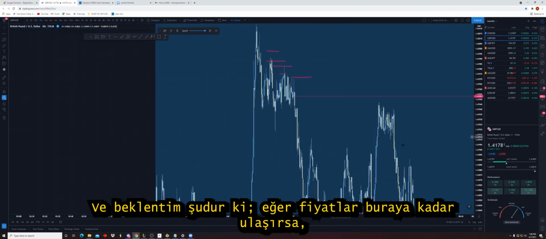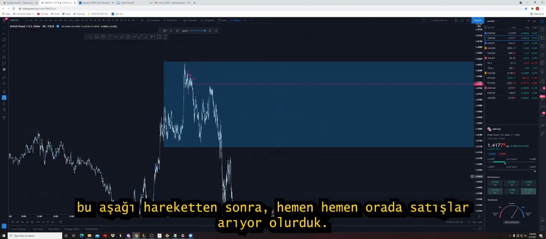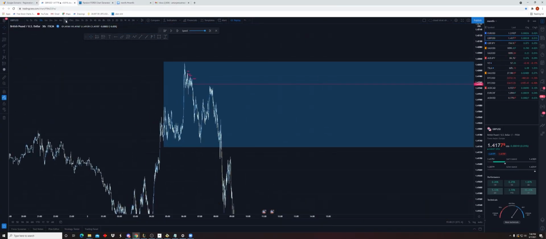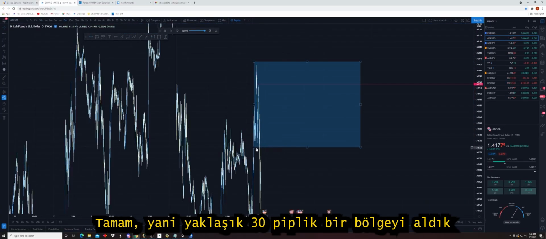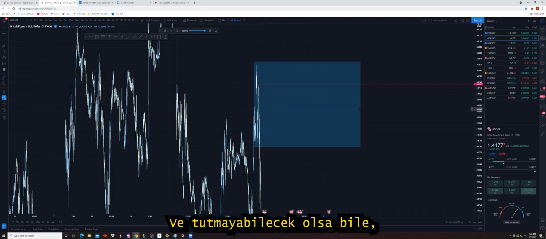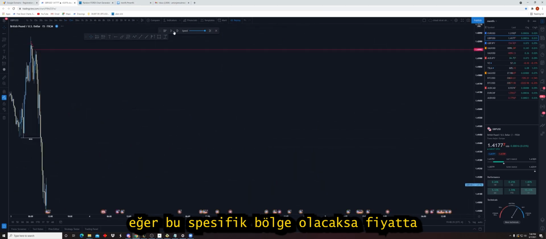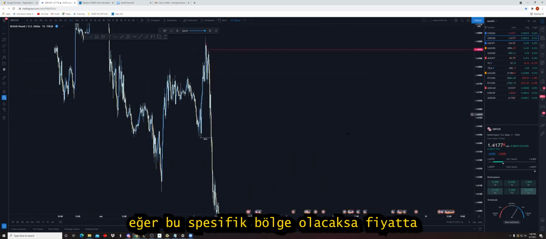And what I would expect is that if price were to reach up into here, off of this move down, we'd be looking for sells just about there. Okay, so that's how we just took a zone that was about 30 pips and refined it to just about 0.3 pips, right? And even though it might not hold, we have a premonition about what we can expect in price if it is to be this specific zone.